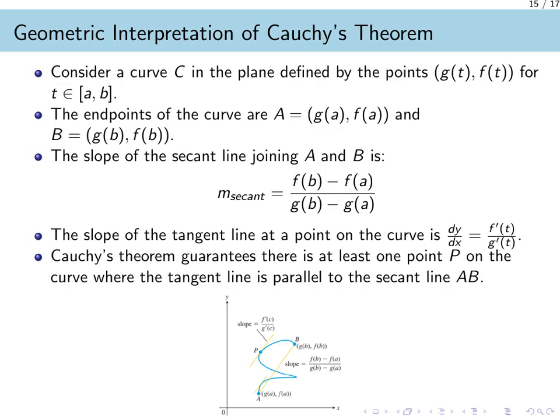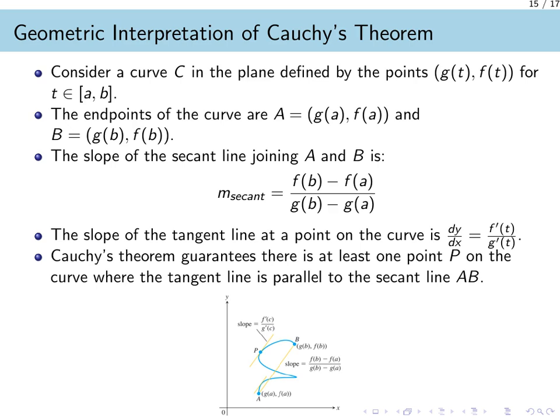Cauchy's mean value theorem has a powerful geometric interpretation that makes the formula much easier to understand. Imagine a curve in the plane defined parametrically, where the x position is g of t and the y position is f of t. First, if we draw a straight line connecting the curve's start and end points, we create a secant line, and its slope is given by the fraction f of b minus f of a over g of b minus g of a. Next, at any point on the curve, the slope of the tangent line is the ratio of the derivatives f prime of t over g prime of t.